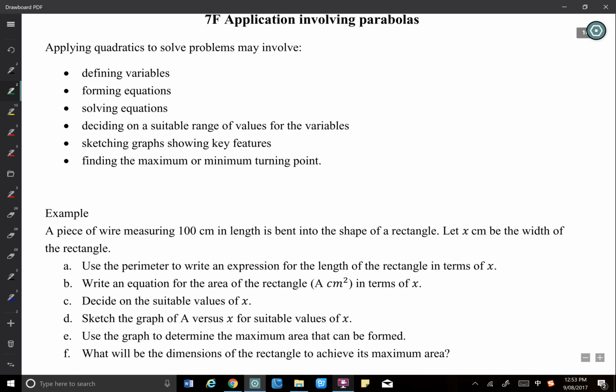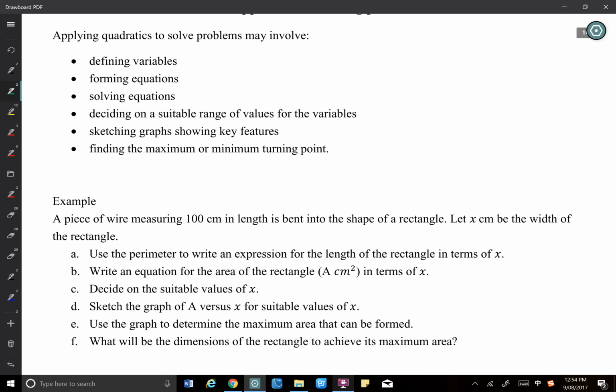Application. Application involving problems. Okay, we have learned in chapter 5 how to set up a quadratic equation, how to solve for that, and how to choose a suitable domain.